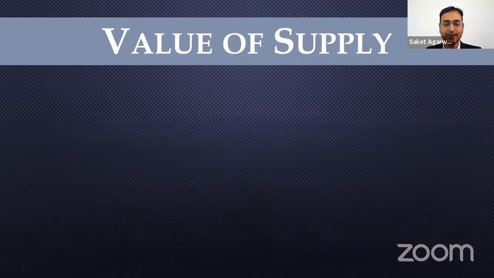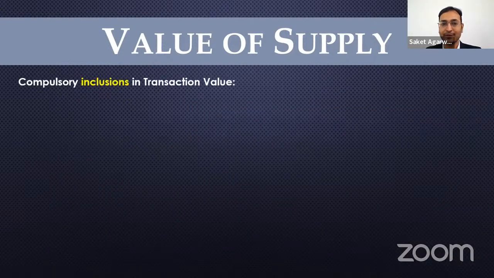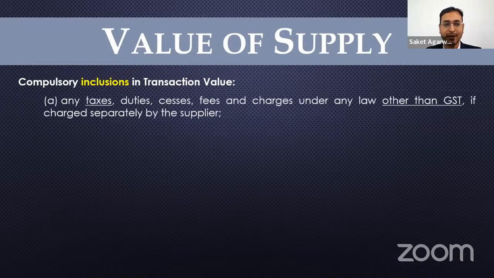Okay. Let's see what are the compulsory inclusions in the transaction value. First one, any taxes, duties, cess, fee, charges under any law other than GST has to be compulsorily included in the value of supply. Meaning, our first example where 60,000 rupees was the price for the laptop. On that, there was municipal taxes. I don't remember the amount. Let's say 500 rupees was for municipal taxes.